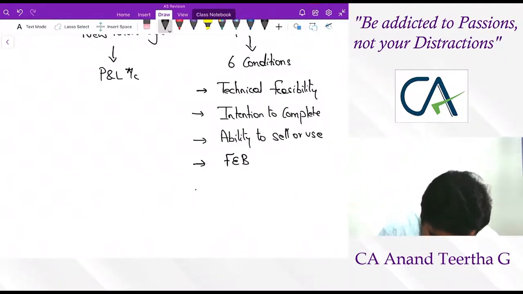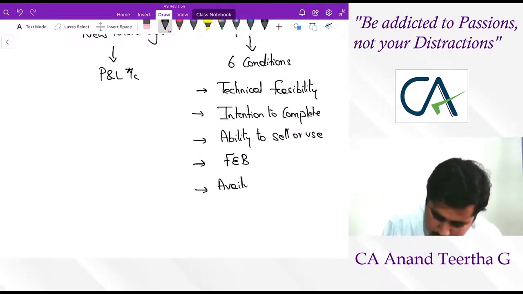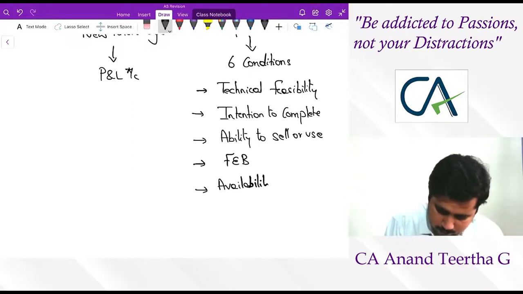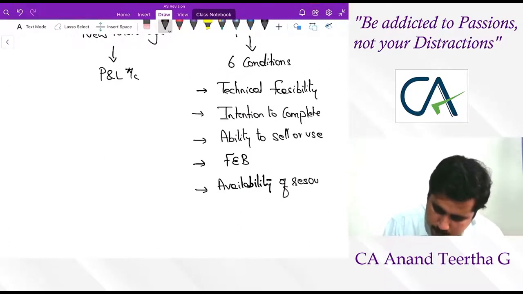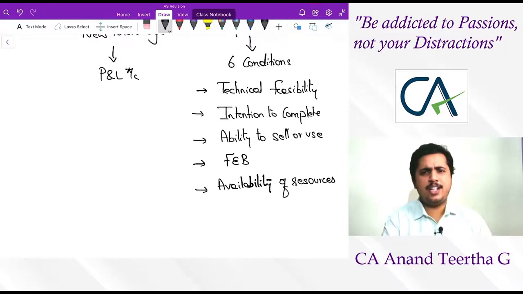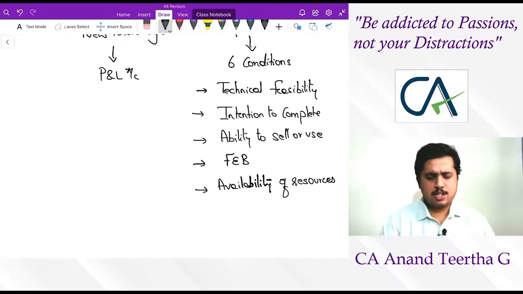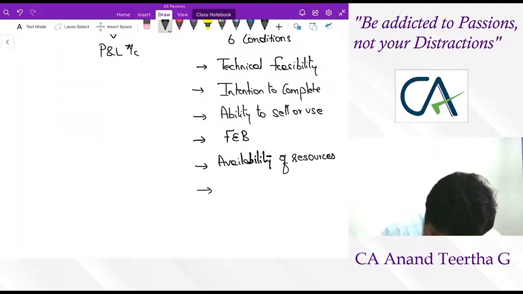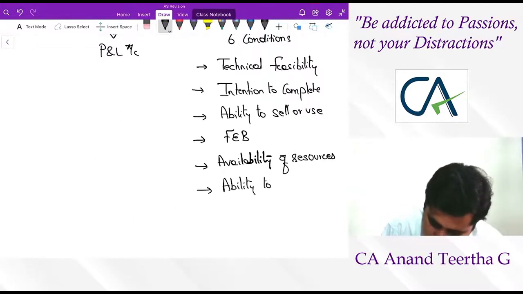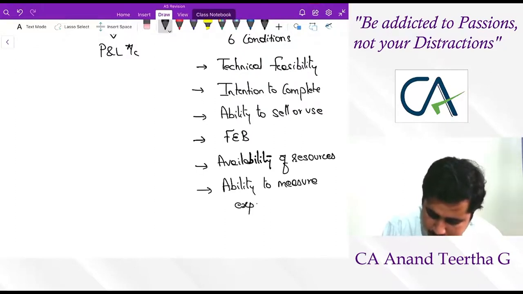Then fifth one, there has to be availability of resources. Your technical resources, financial resources, etc. And the last one, there has to be ability to measure expenditure, because cost should be reliably measured, right? So ability to measure expenditure.